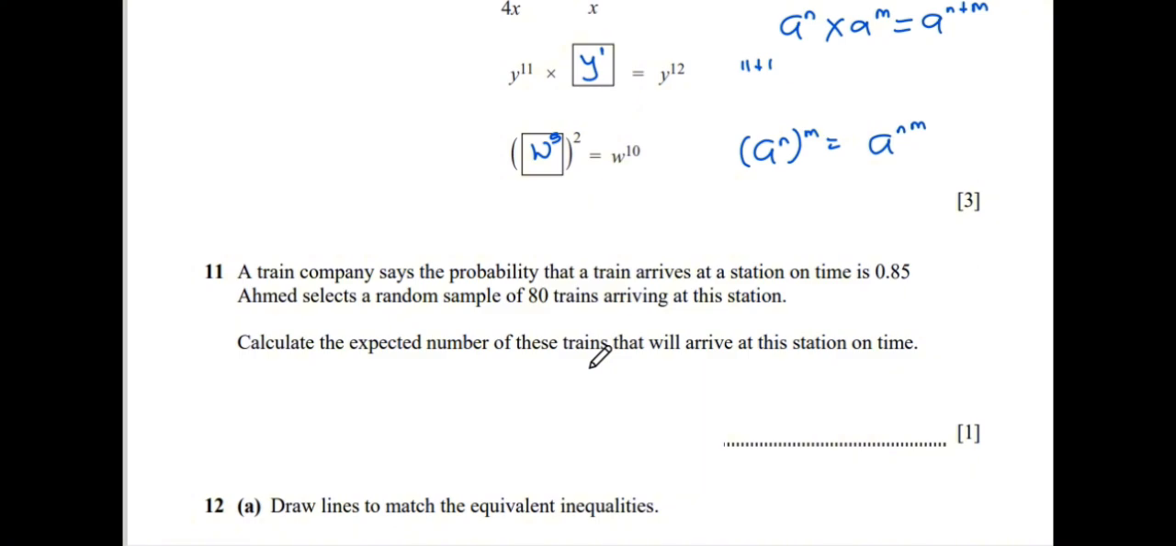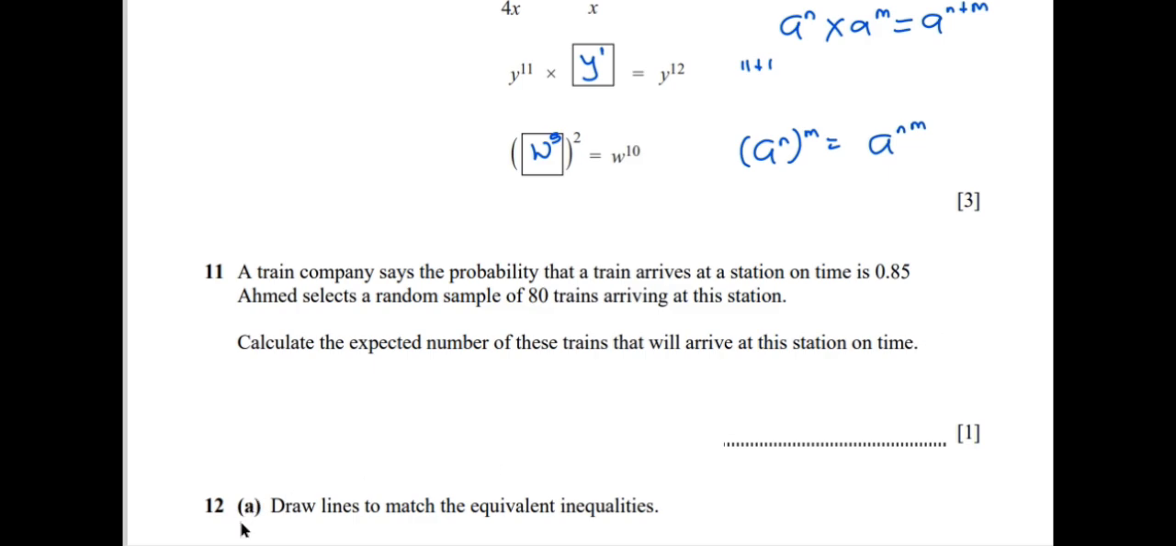question 11. A train company says the probability that a train arrives at a station on time is this. Okay, Ahmed selects at random a sample of 80 trains arriving at this station. Calculate the expected number of these trains that will arrive on time.